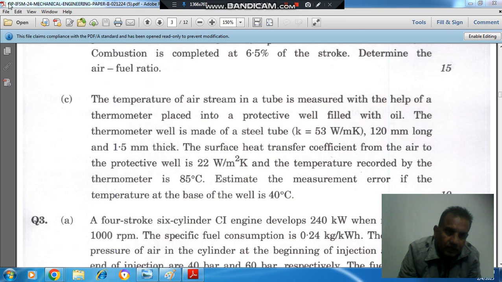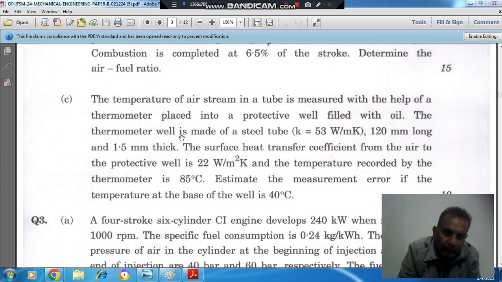Hello, welcome again. We are solving Indian Forest Services Mechanical Engineering Paper 2 of year 2024. Question number 2C: the temperature of air stream in a tube is measured with the help of a thermometer placed into a protective well filled with oil.